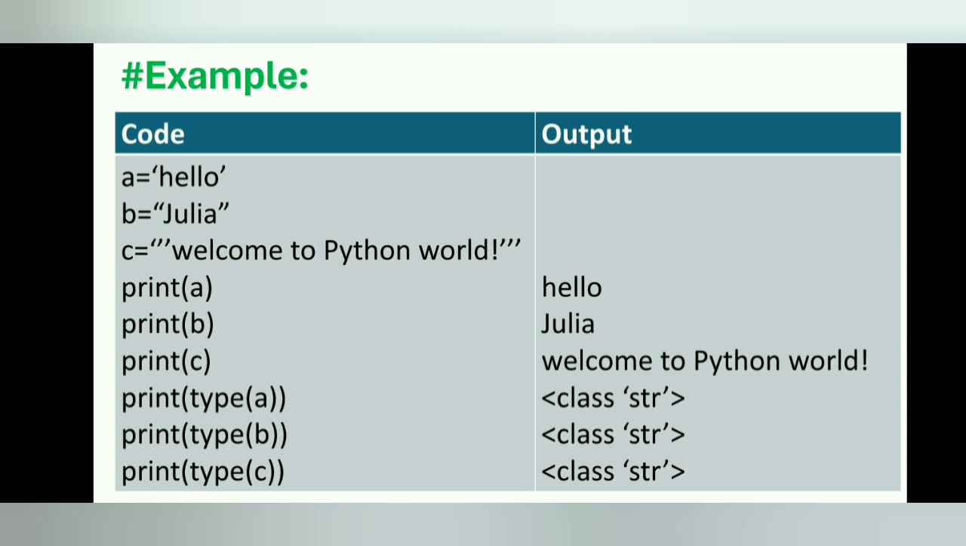We can get the data type of an object by using the built-in function type in Python. The last three print statements will display the data types of the variables a, b and c respectively. Here the data types are str. The string data types are represented by the str class in Python. This example shows that a string in Python is a sequence of characters enclosed within single quotes, double quotes or triple quotes.